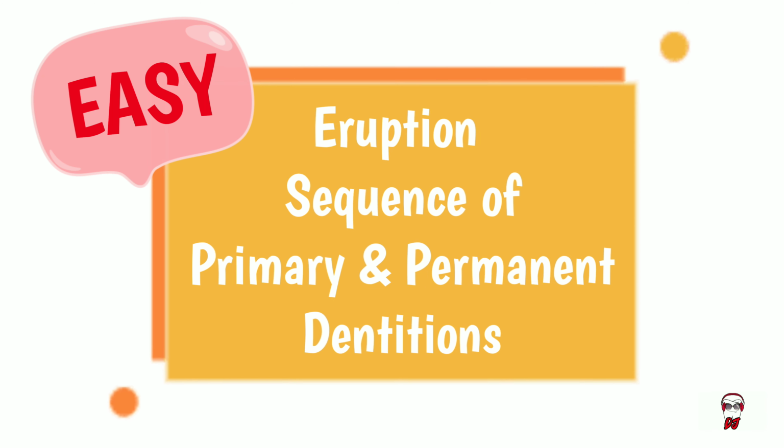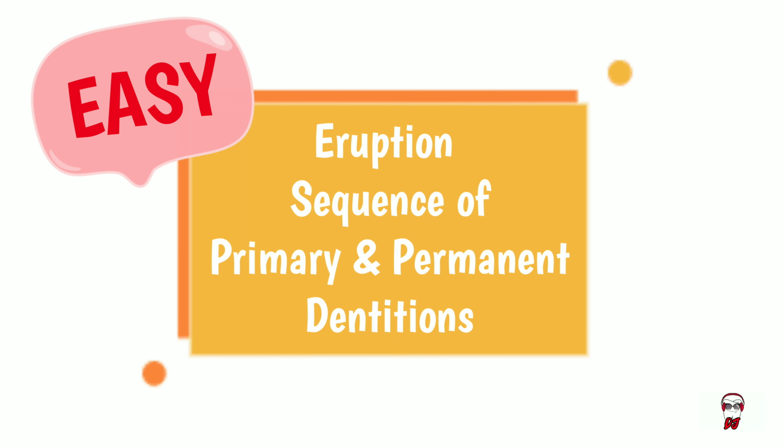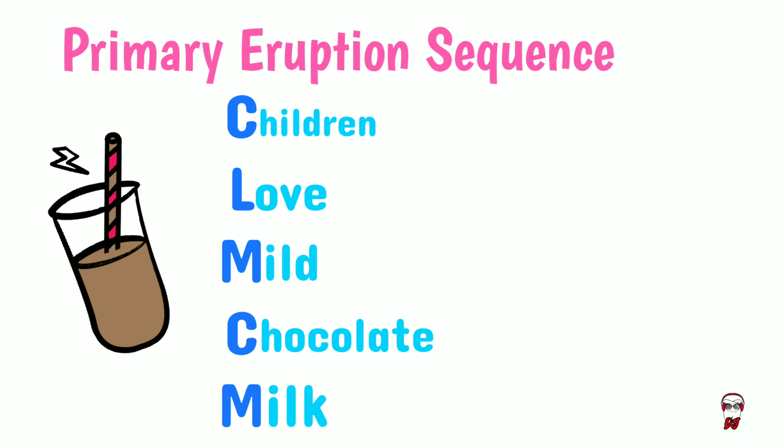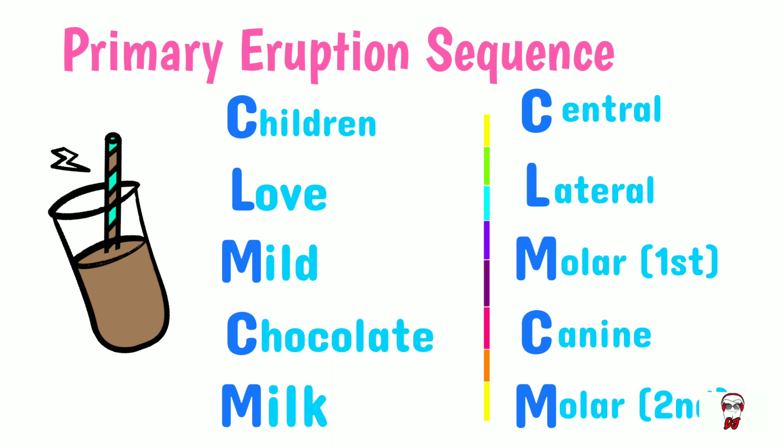Hey everyone, this video is going to discuss how to remember the eruption sequence for the primary and permanent dentition. So let's start with the primary teeth. We're going to use the mnemonic Children Love Mild Chocolate Milk. The dark blue letters represent each tooth.